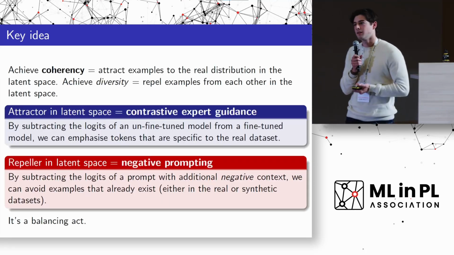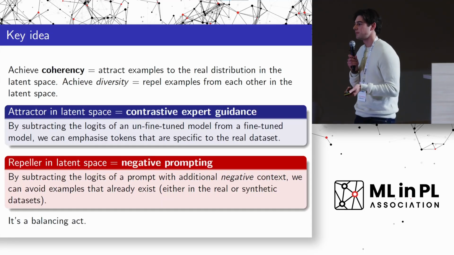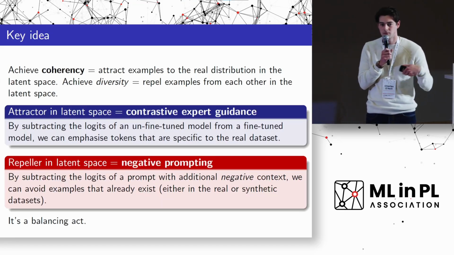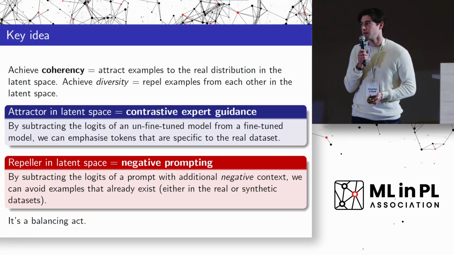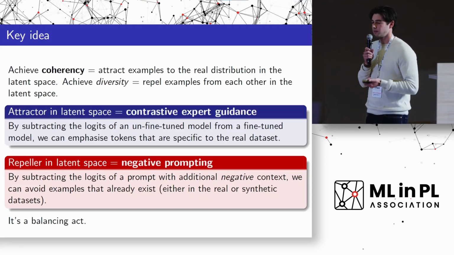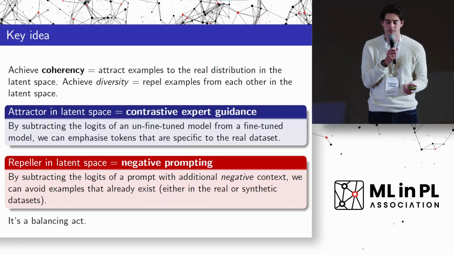So a lot of those methods we just mentioned perform one subtraction. One is subtracting an amateur model from an expert model, or subtracting generation without the prompt from generation with the prompt. But since we're trying to beat this diversity-coherency trade-off curve, we reasoned that we'd probably need to do two different kinds of subtraction.